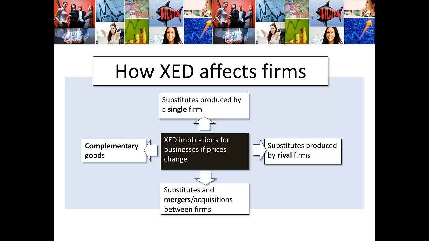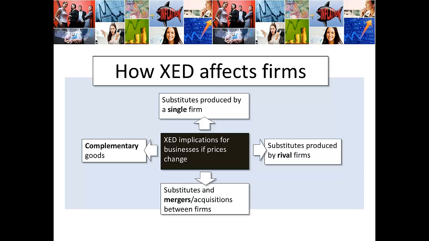Substitutes and mergers, acquisitions between firms. Quite often firms will compete against each other. They'll have substitute products like Pepsi and Coke. Now, two different companies with two different goods which are substitutes. If a company bought the other company out, then they would have both substitutes and they'd have much more control over the prices.